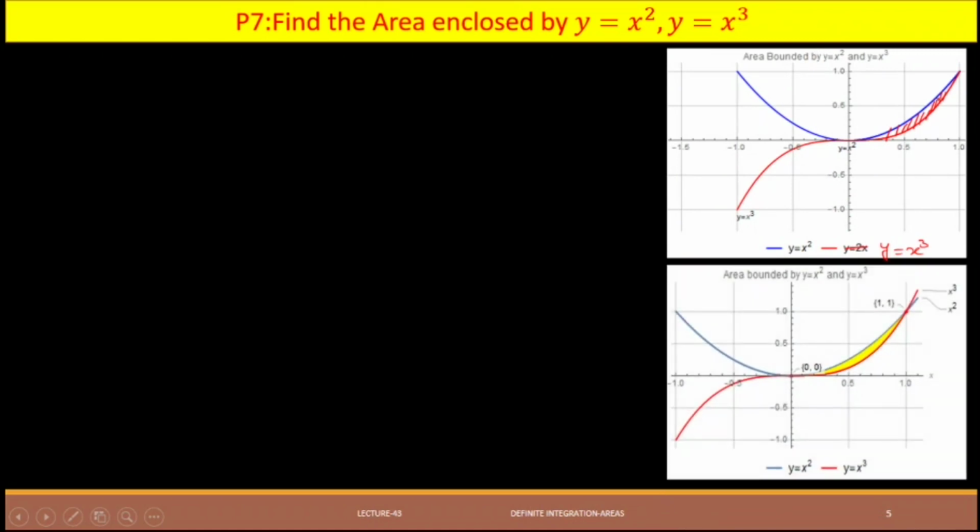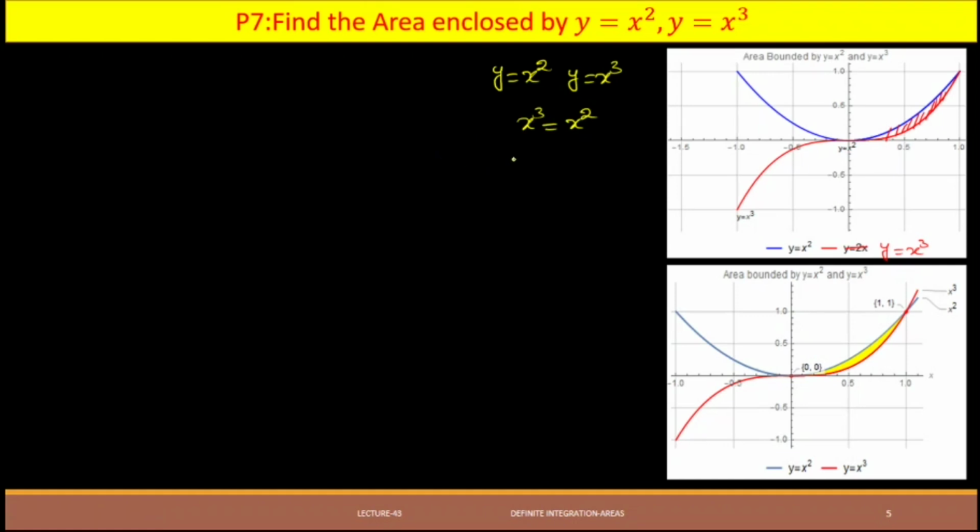Yeah, the required region is shaded in yellow color. That is the area that we need to find out. So before that we need to find out the point of intersections. So let me solve these two equations, y is equal to x square and y is equal to x cube, the two given curves. To find out the point of intersections, I need to equate both these equations.